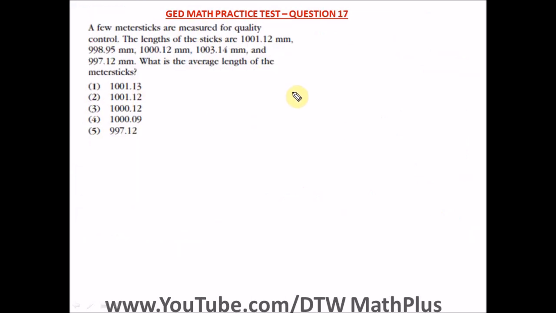Question 17 of the GED math practice test part 1, start with calculator. It says a few meter sticks are measured for quality control. The lengths of the sticks are these in millimeters. We have how many lengths? We have 1, 2, 3, 4, 5. The question says what is the average length of the meter sticks.